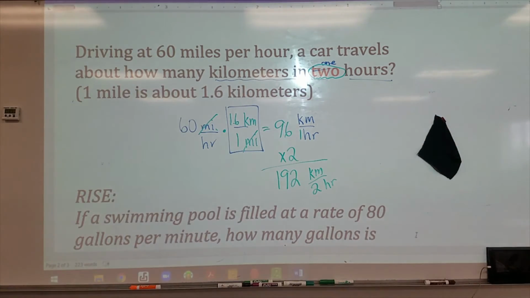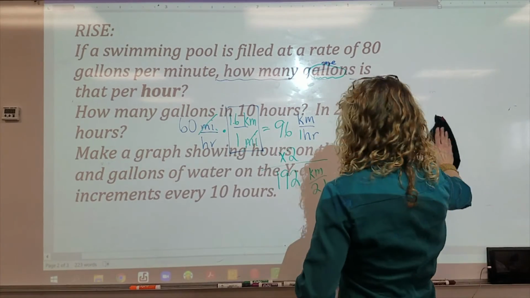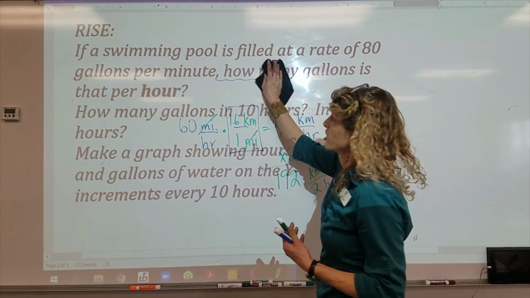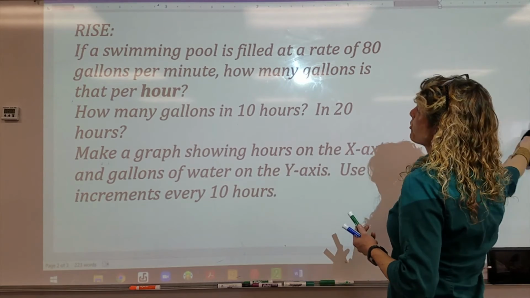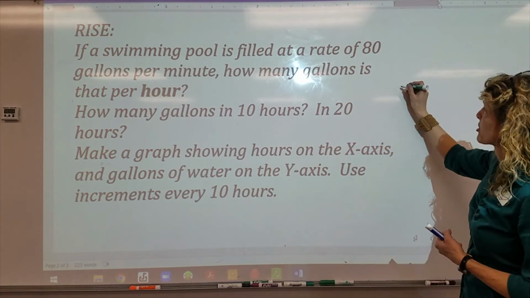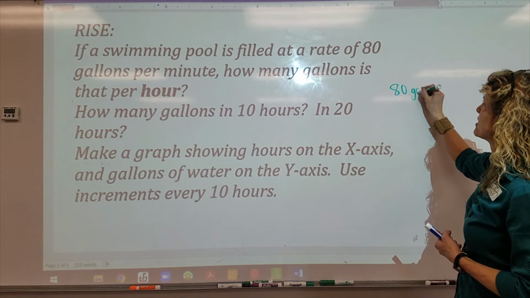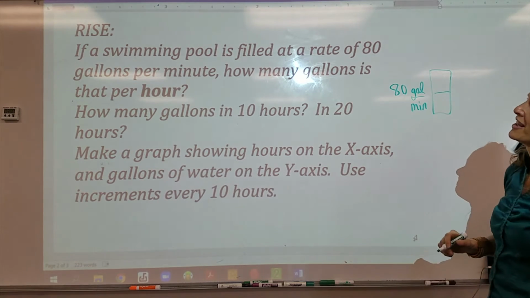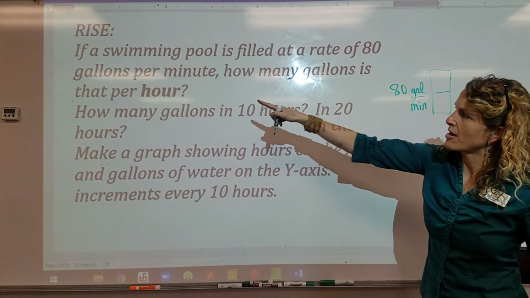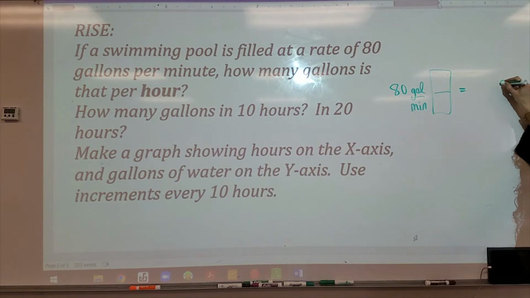Our last example is a RISE test question that's similar to what you're going to see on the RISE test. And it says this: a swimming pool is filled at a rate of 80 gallons per minute. Let's write that, 80 gallons per minute. I know I'm going to convert. It says, how many gallons is that per hour? So I need gallons per hour.